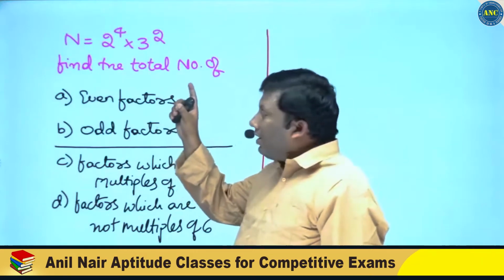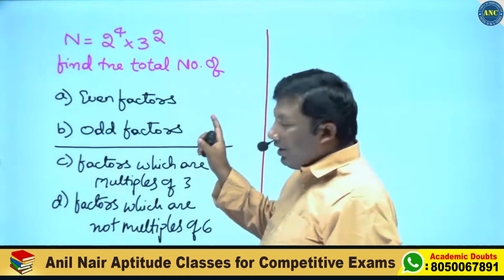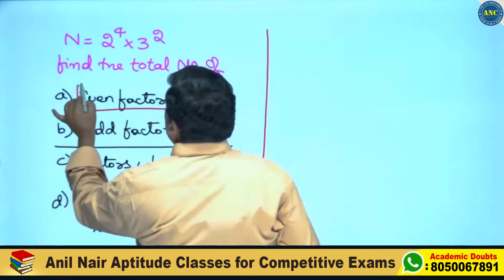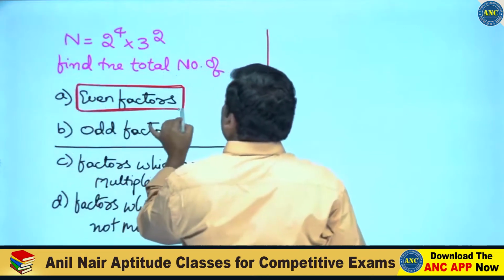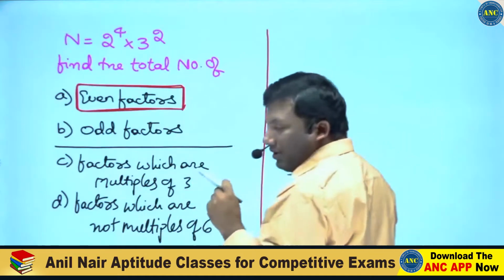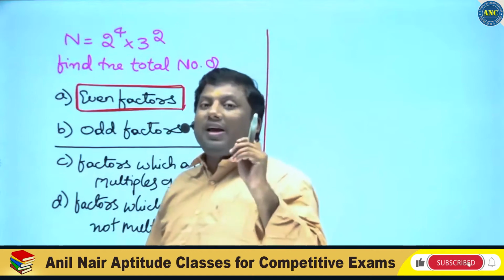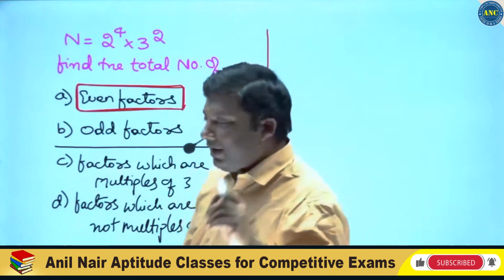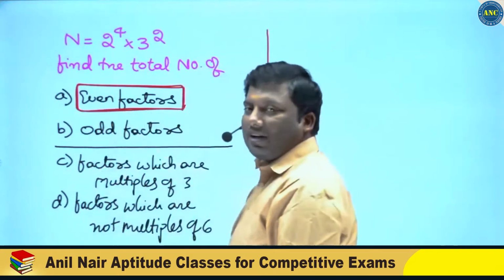Then there is a number 2 power 4 into 3 square. Find the total number of even factors and odd factors. What do you mean by an even number? What do you mean by even factors? Factors which are even numbers. An even number is a number which is divisible by 2. Factors which are even numbers are called even factors.